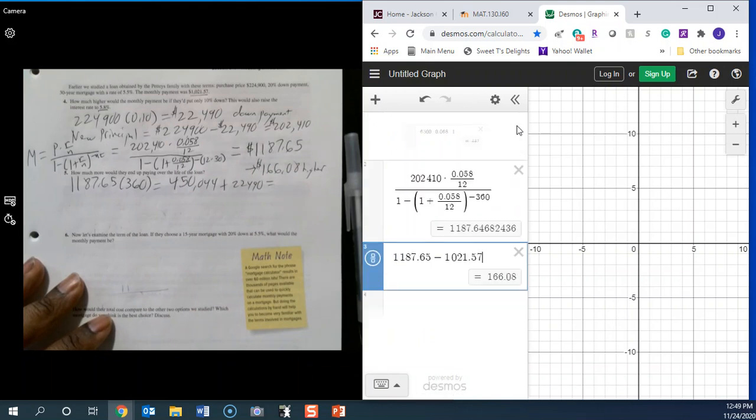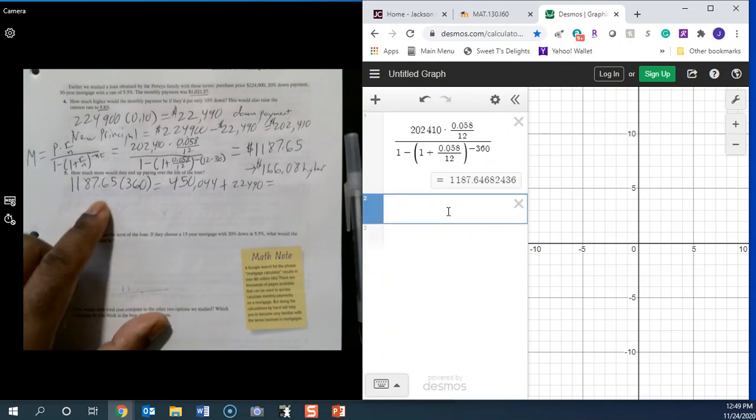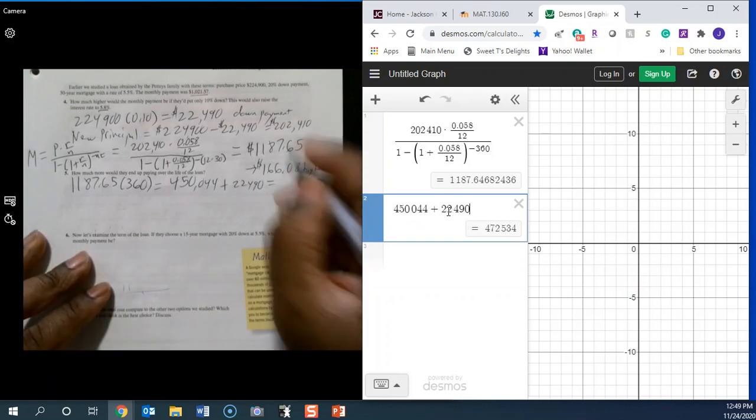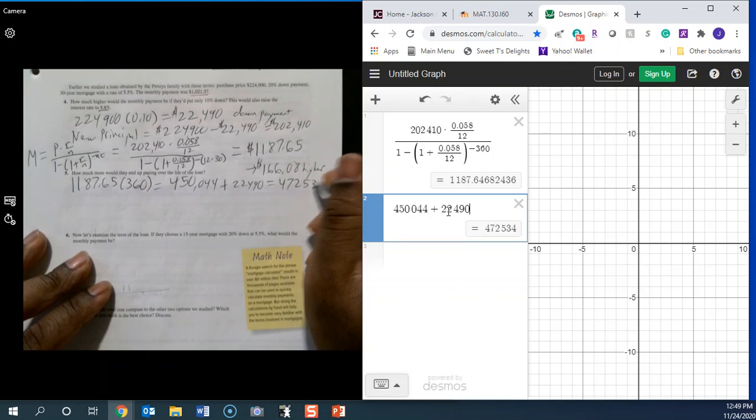So we will add that up. As a matter of fact, let me clear up a little space here. So we will add this up. We will add a $450,044 plus the $22,490. So this will give us $472,534.